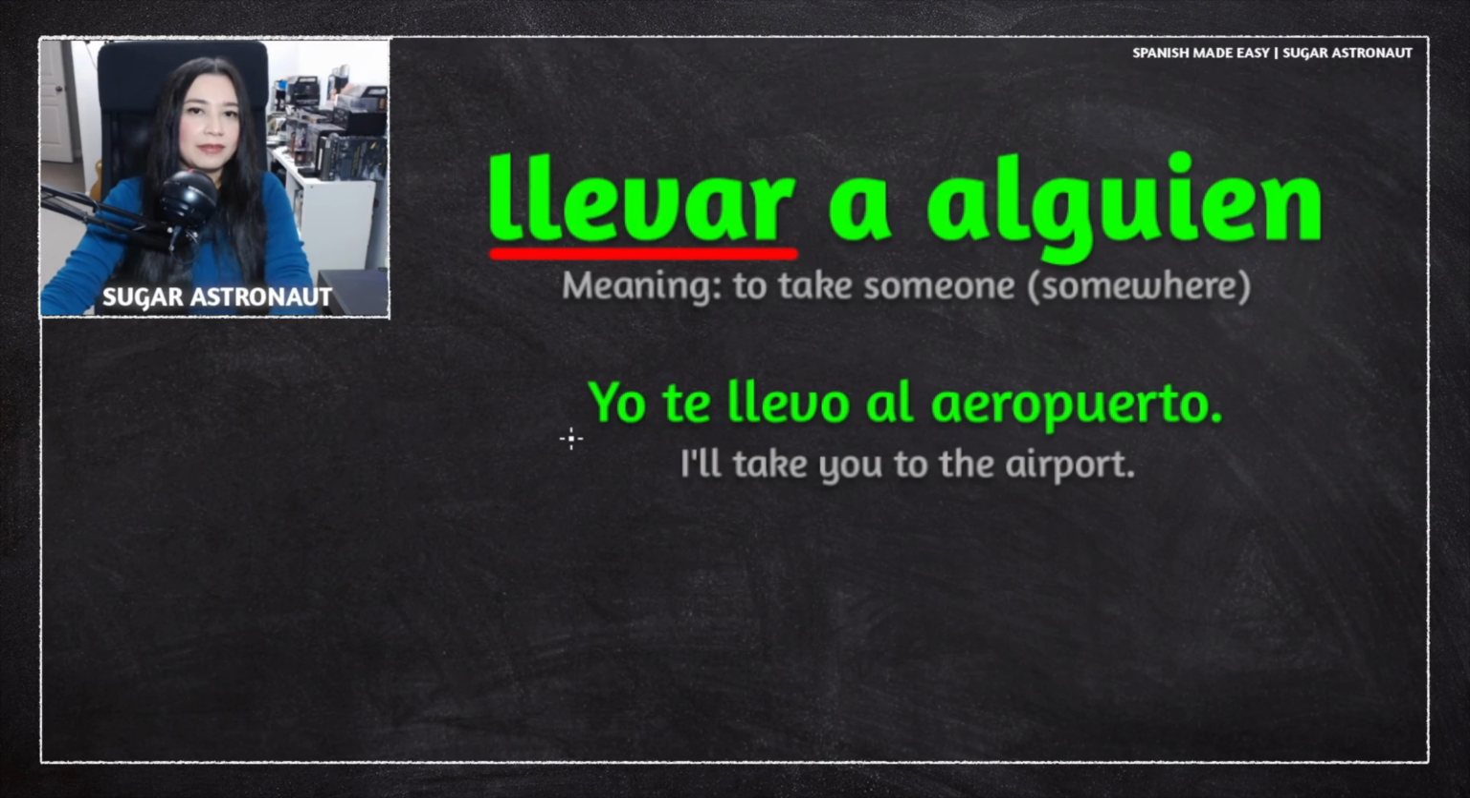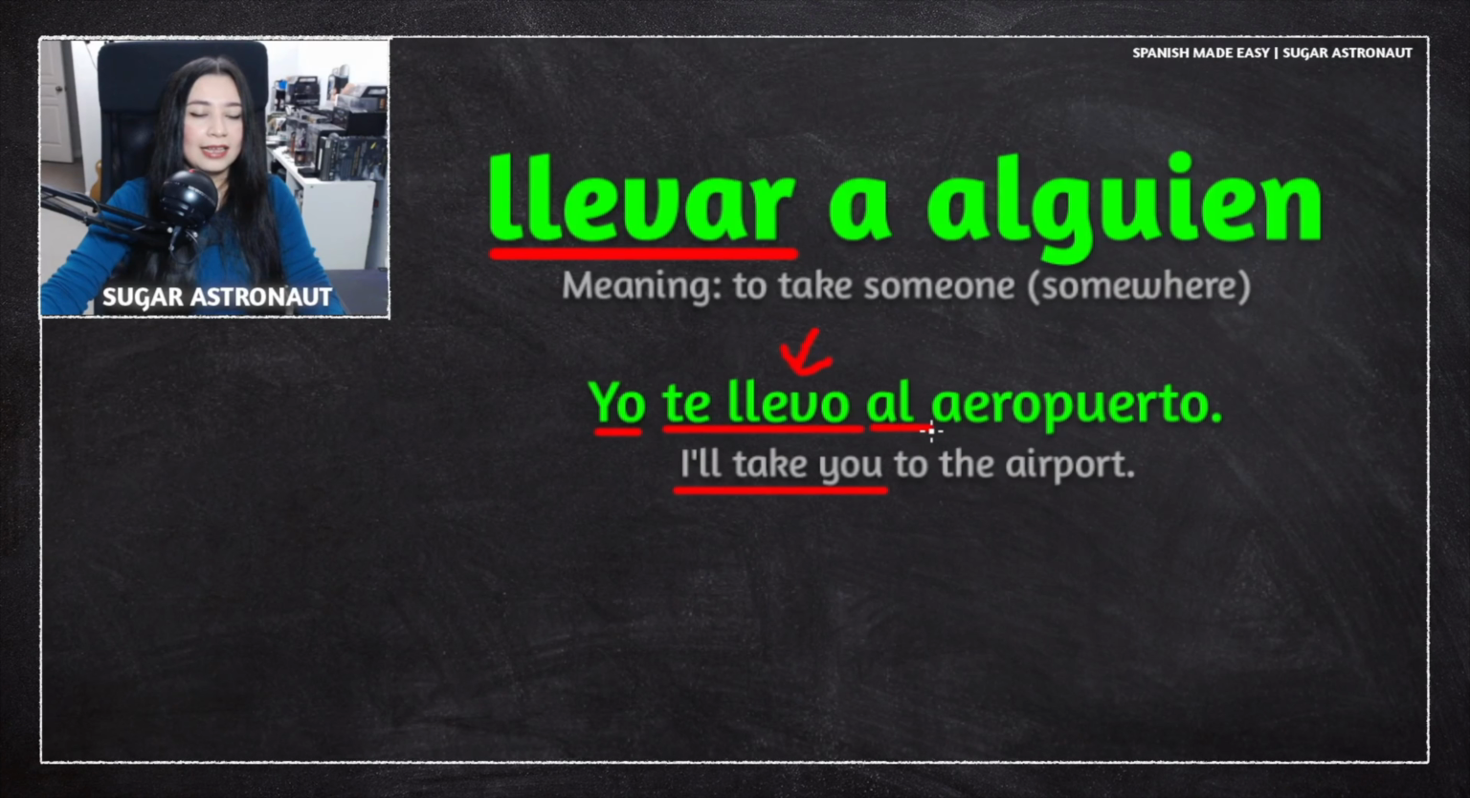If you like to travel or if you have friends who like to travel, then you're gonna hear this a lot. We don't need yo. You can just say te llevo, okay? By the way, this phrase just by itself is like saying I'll take you. So if you're already talking about something, oh my God, I gotta go to work, and you want to take the person to work, you can say yo te llevo, or te llevo, and that means I'll take you. That's an important little phrase that you can use in Spanish.